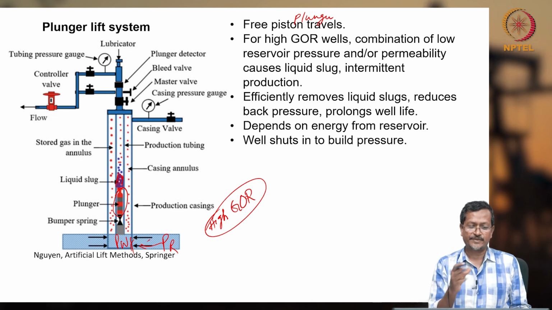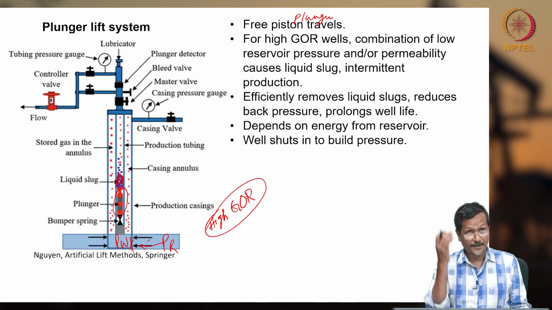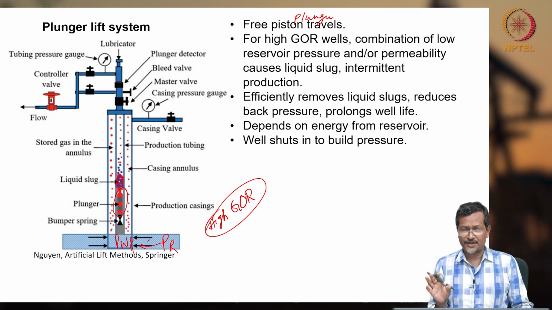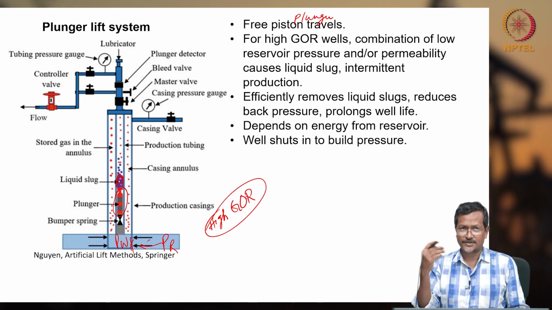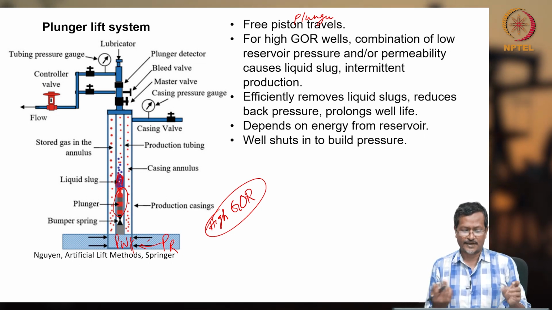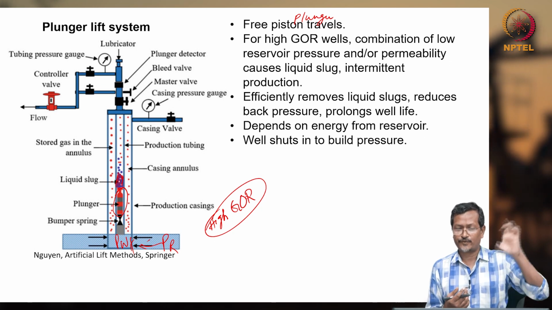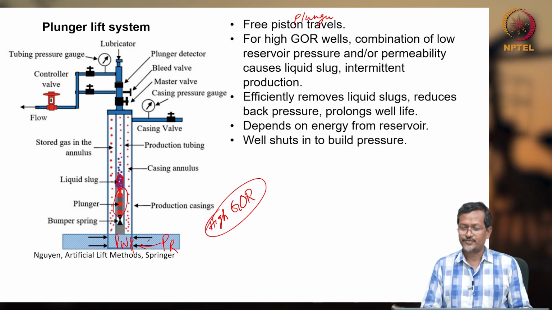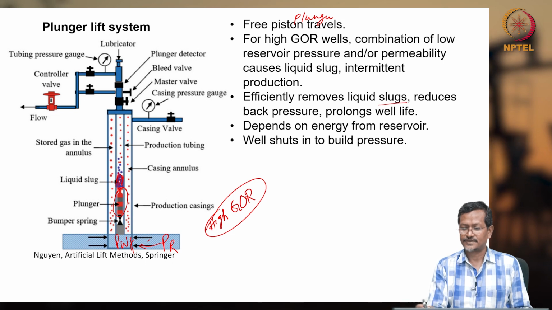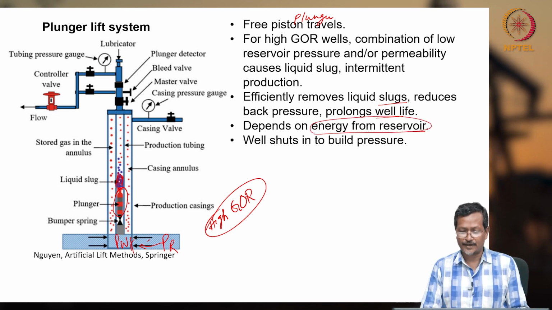This is also similar to intermittent type gas lift, but in intermittent gas lift you did not use any plunger, you use only injected gas, but in this case you are not injecting gas, or you may inject gas also, but only a mechanical arrangement, the plunger, will be moving up and down. Okay. It efficiently removes the liquid slug, reduces back pressure, prolongs wellbore life, and depends on energy from the reservoir. Okay. So, reservoir energy is pushing your plunger up and down.